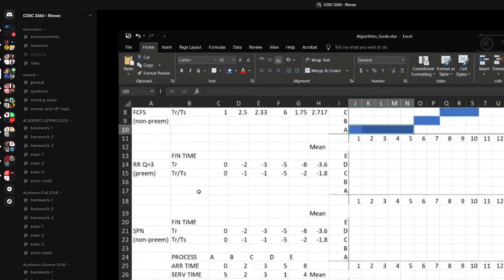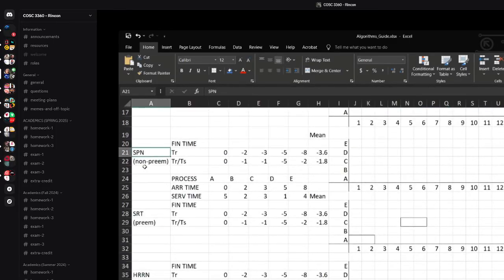But first, we're going to go through shortest process next. So I'm just going to write this a little more explicitly. Shortest process next. Okay, so shortest process next is a pretty simple algorithm overall, just as the name sounds. It's just saying that we need to pick the process with the shortest service time next.